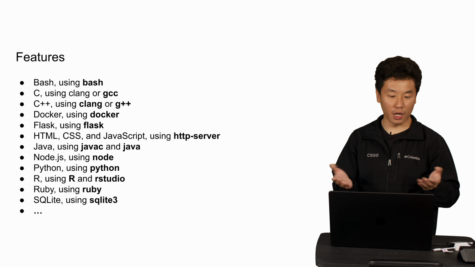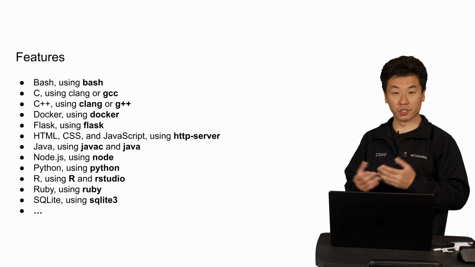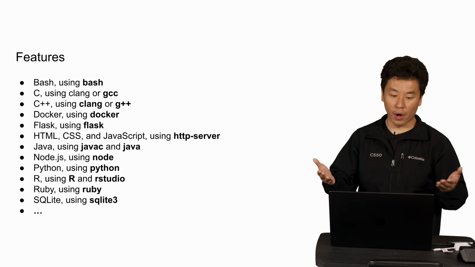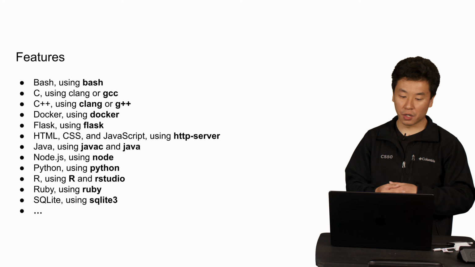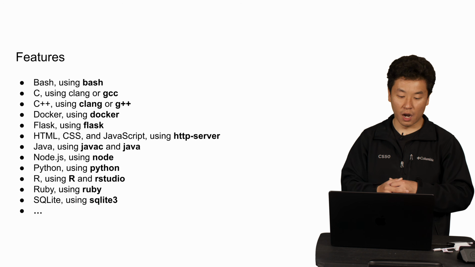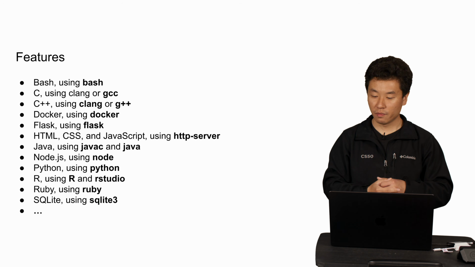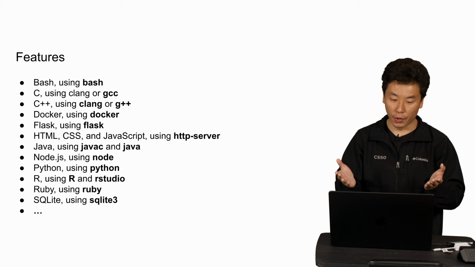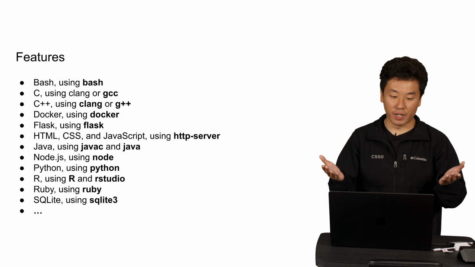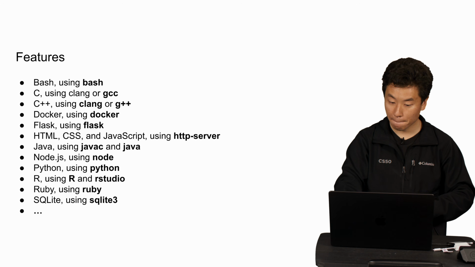So what does it do? Of course, it comes with all the necessary packages and software environment required by the CS50 course. We also included other software packages such as Java, Node.js, R, and Ruby to suit other needs for different curricula. We definitely support C and C++. That's the language we teach at the beginning.